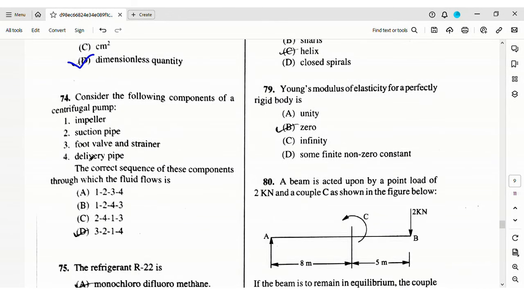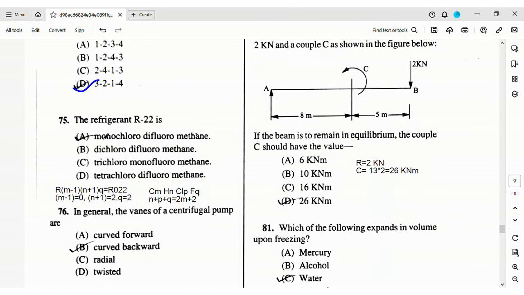Consider the following components of a centrifugal pump. So the options are impeller, suction pipe, foot valve and strainer, delivery pipe. So here you can see that delivery pipe will be the last option. Initially foot valve and strainer. Second we have suction pipe. Third impeller and fourth delivery pipe. So the option will be 3, 2, 1, 4.